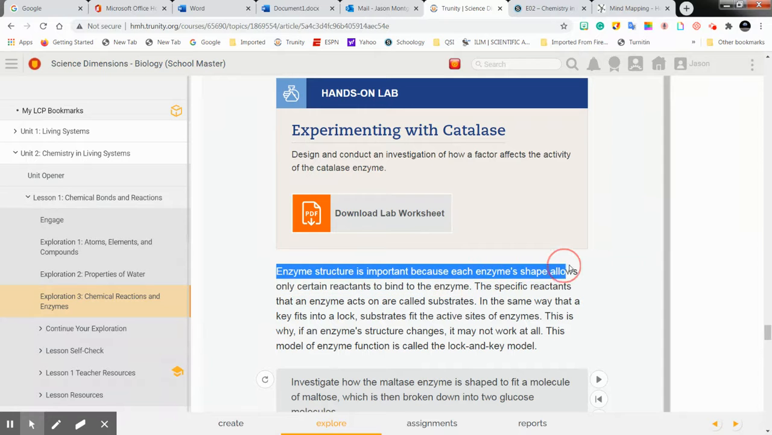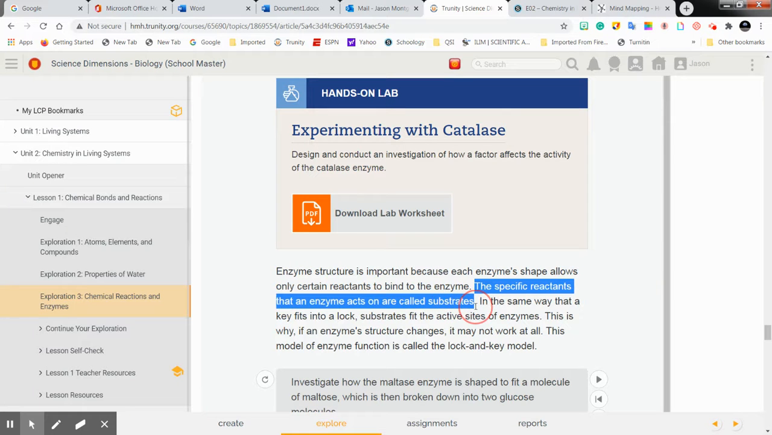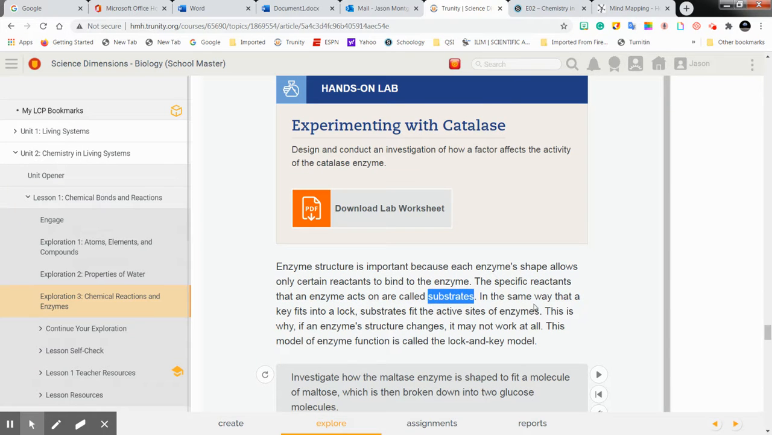The enzyme structure is important because it allows only certain reactants to bind to the enzyme. This is called the active site. The specific reactants in that enzyme act as substrates. Okay, this is the most important word here in this section. Be sure you understand what this word means. The substrate is the thing that the enzyme is bonding to. It is the thing that the action is being done to. It's like the enzyme is the verb, so to speak, and the substrate is the thing that is happening. The action is taking place on it.